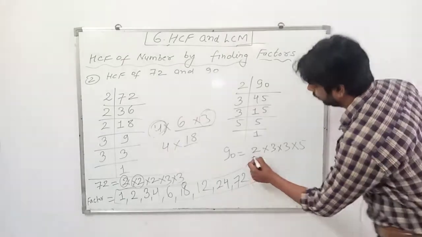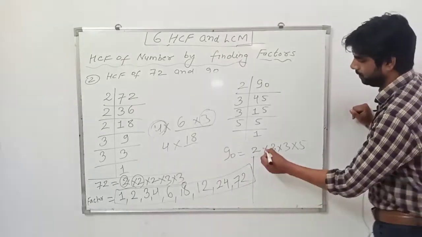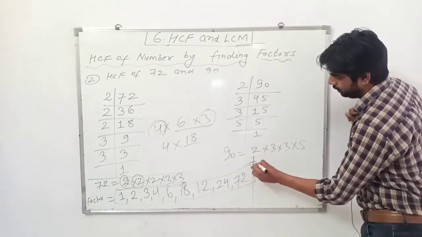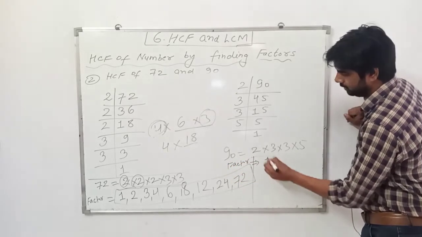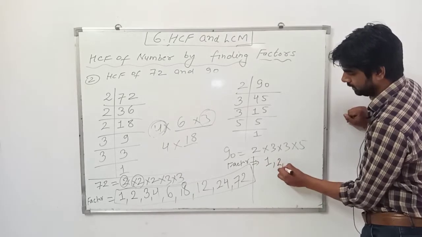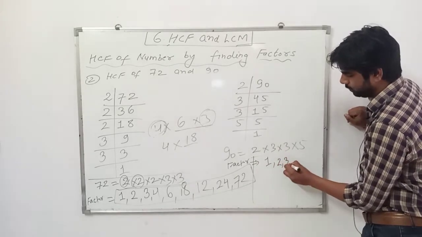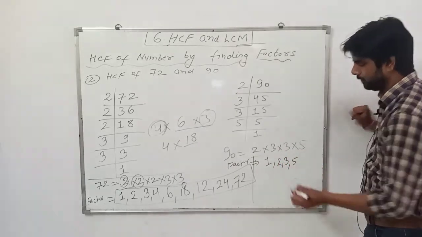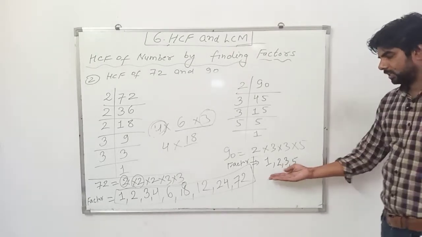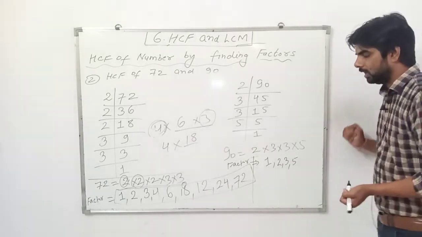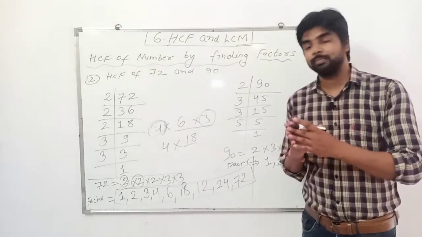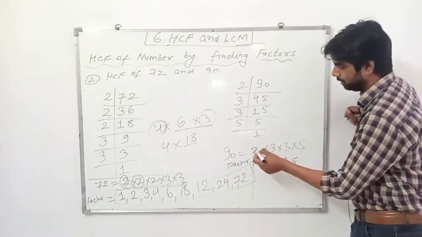In the same way we can find the factors of 90. So how can we find the factors of 90? We know that 1 is a factor of every whole number, 2 is there, so 2 is also a factor, 3 is there, means 3 is also a factor, and 5 is there, that means 5 is also a factor. Okay, so these are the 4 factors we have found by simply seeing these multiples. Now what we will do? We will multiply these numbers with each other.